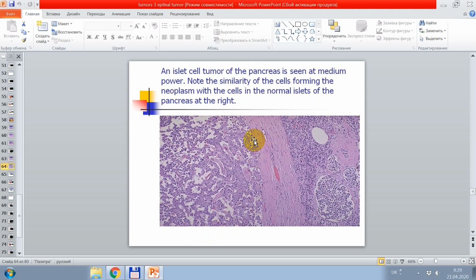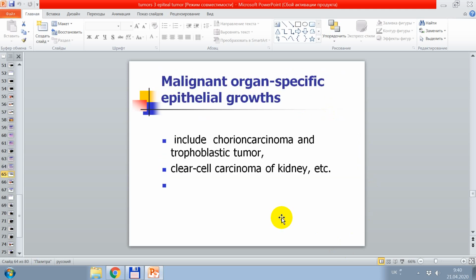An islet cell tumor of the pancreas is seen at medium power. Note the similarity of the cells forming the neoplasm with the cells in the normal islet of the pancreas at the right. Malignant growth, specific epithelial growth, includes chorion carcinoma and trophoblastic tumor, clear cell carcinoma of the kidney, etc.